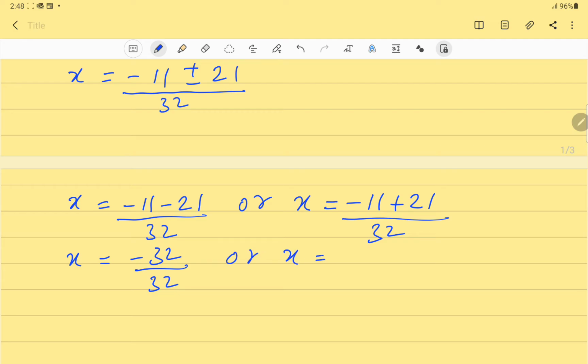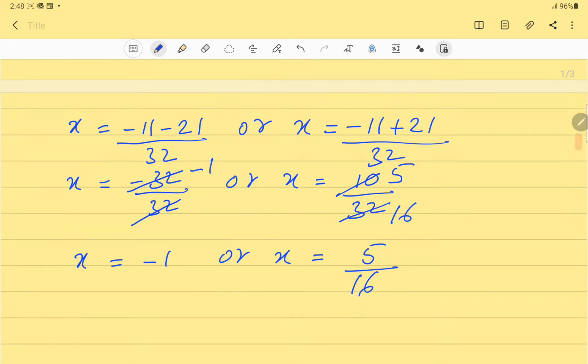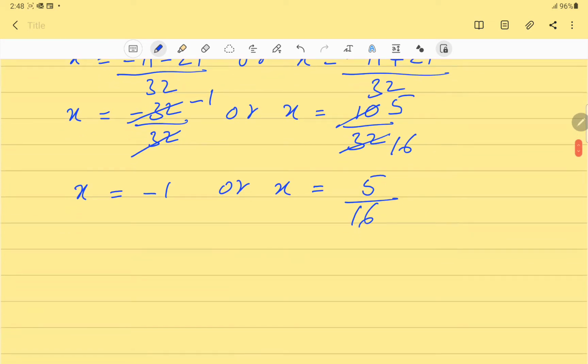or x is equal to 10 over 32. This minus 32 cancels with minus 32 and we are left with x equal to minus 1. This cancels with 2, 2 5s are 10, 2 16s are 32. So our final answers of x are minus 1 or x is equal to 5 over 16. Since this is a radical equation, we have to check these roots if they are the actual roots or they are extraneous roots. For that we will be checking them one by one.